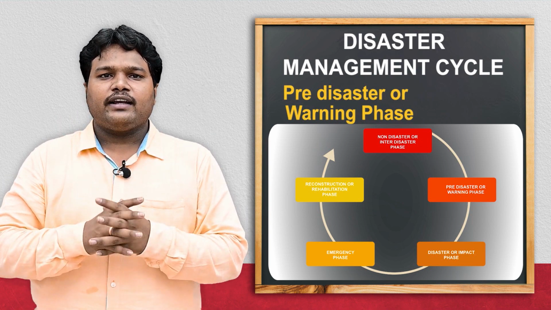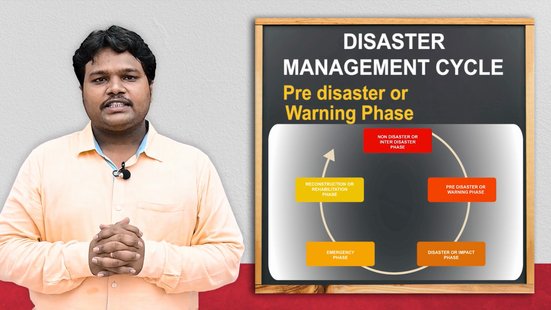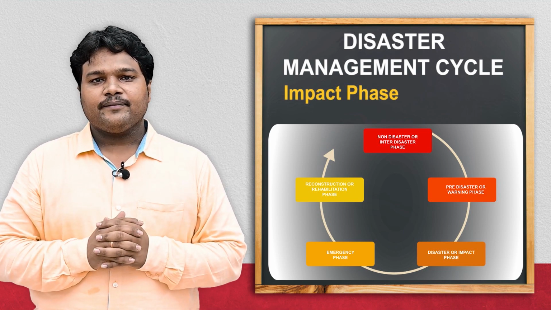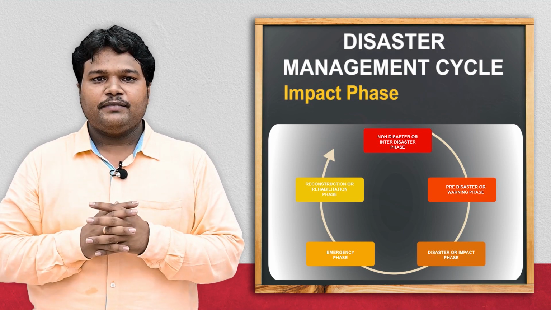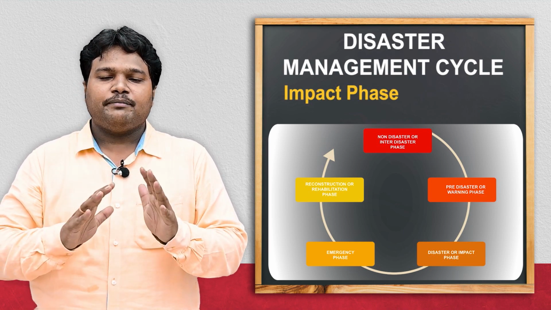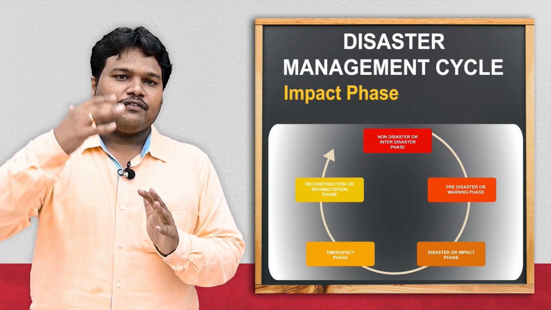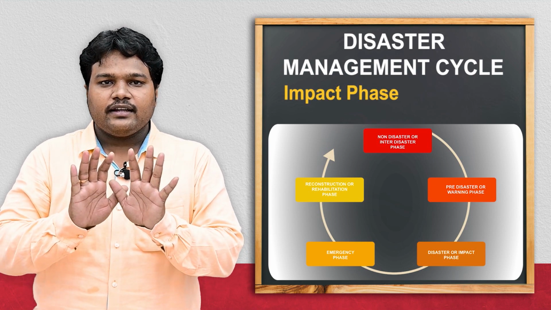After issuing warnings, they will implement the preventive aspects. And the third step is disaster impact. I want to tell you one thing. Disaster impact means the disaster is happening, that means we cannot do anything. Whatever you can do, you do before the disaster itself, as I explained in the first and second steps. Once the disaster occurs, it's not in our hands.